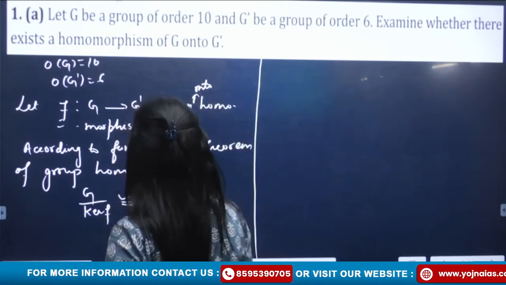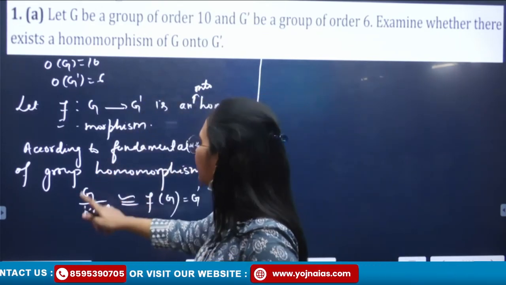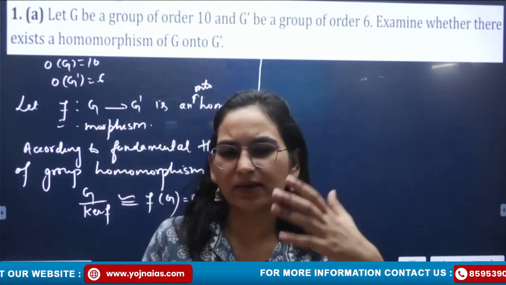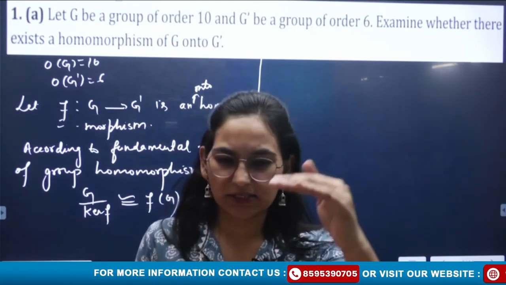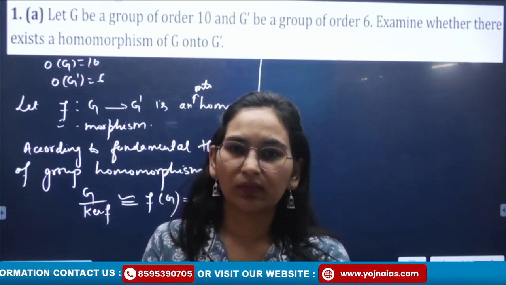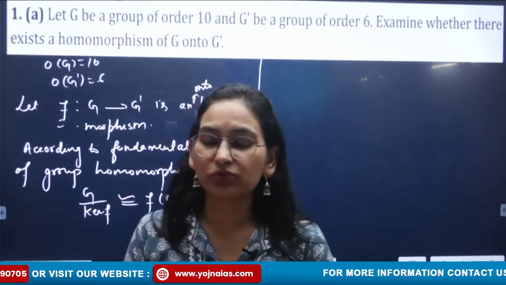So the fundamental theorem of homomorphism says that if there exists a mapping which is an onto homomorphism from G to G dash, then G by kernel of f would be isomorphic to G dash.